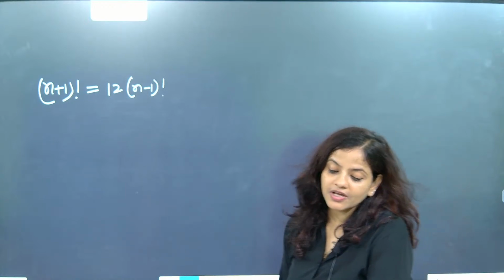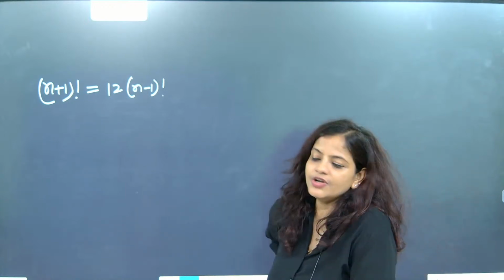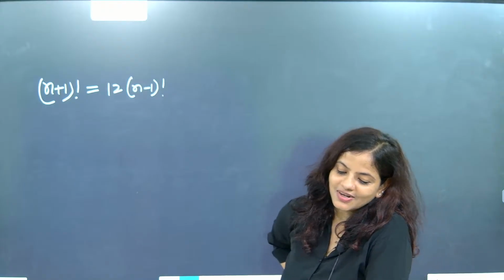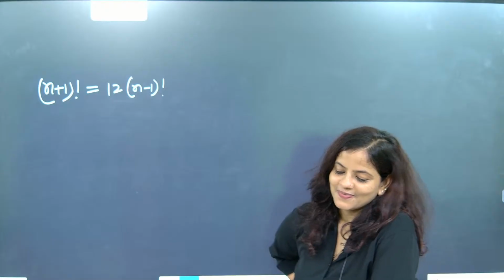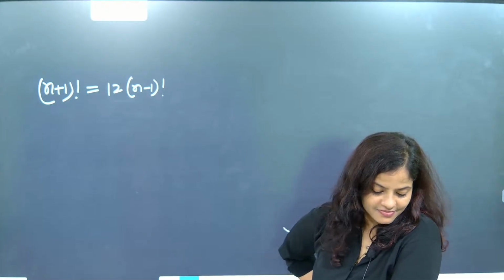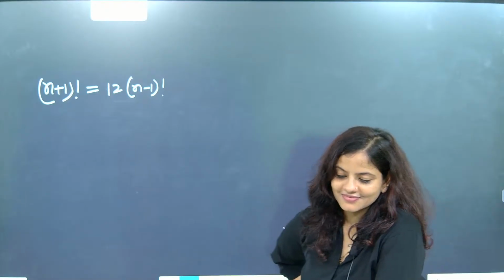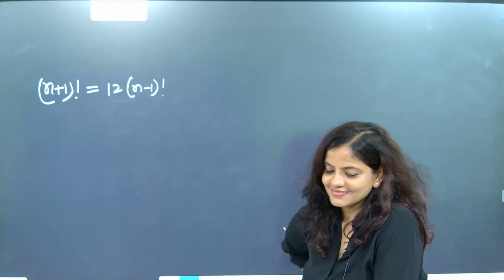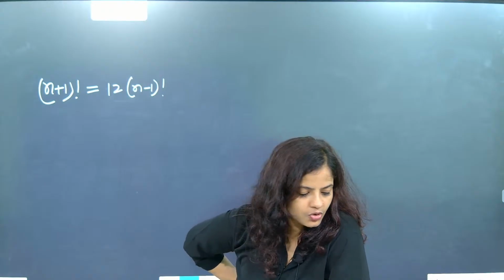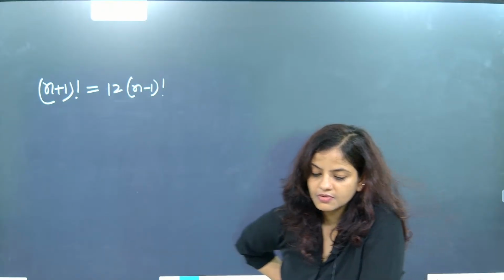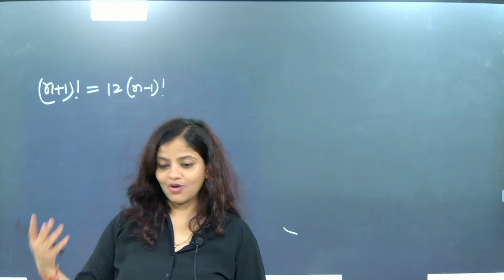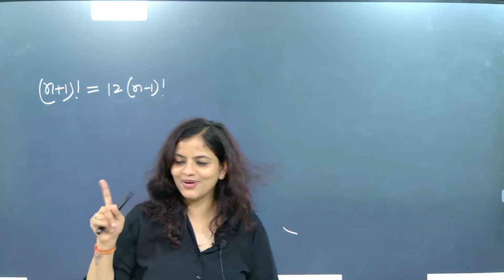So n plus 1 factorial is equal to 12 into n minus 1 factorial. Come on, go for it. I had one student named Krishna, so only I'm asking. Is it your real name or ID name? n is 4 and 2. Two values of n will come. Fraction not coming. Either fraction or two values, only one value will come.